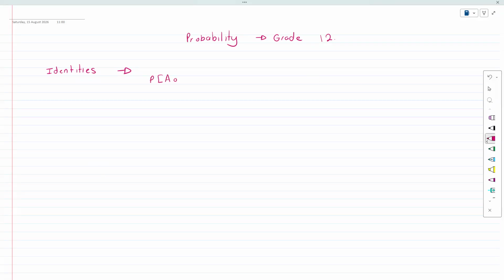Now, P(A or B) just means either. So this "or" could mean either. I'll show you what it means now. This equals P(A) plus P(B), minus P(A and B). What does this mean? Realistically, this is the probability of the total of A, this is the total of B, and this is both.